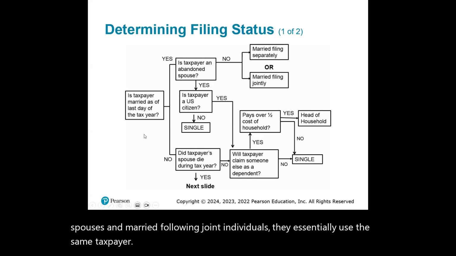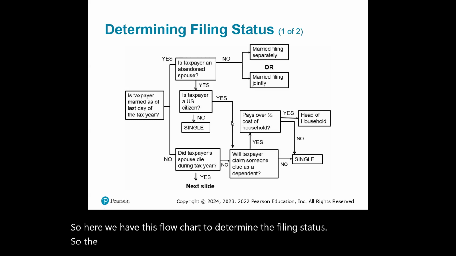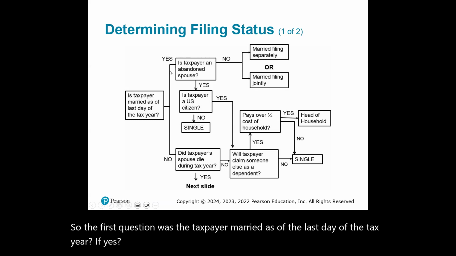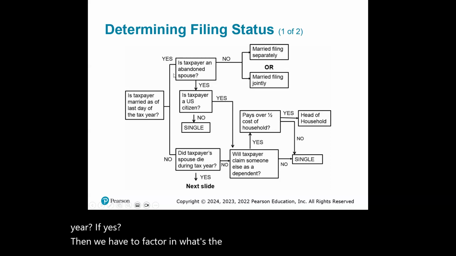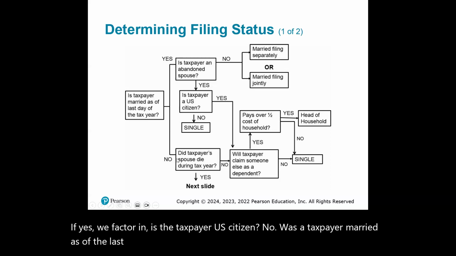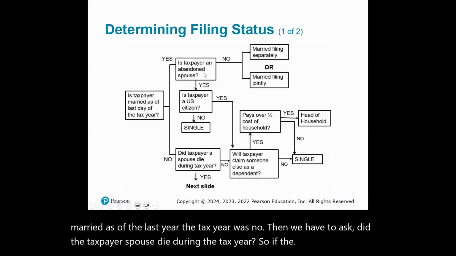So here we have this flow chart to determine the filing status. So the first question is, was the taxpayer married as of the last day of the tax year? If yes, then we have to factor in, was the taxpayer an abandoned spouse? If yes, we factor in, is the taxpayer a U.S. citizen? No. Was the taxpayer married as of the last day of the tax year? It was no. Then we have to ask, did the taxpayer's spouse die during the tax year? So if the individual was married, we'll follow both flow charts.